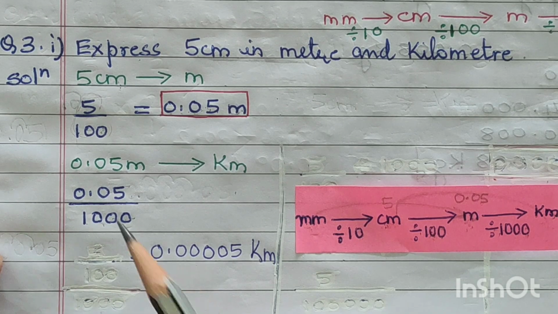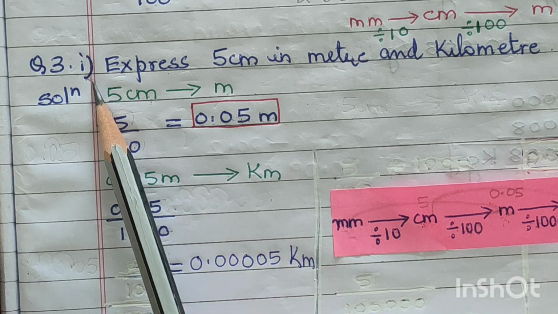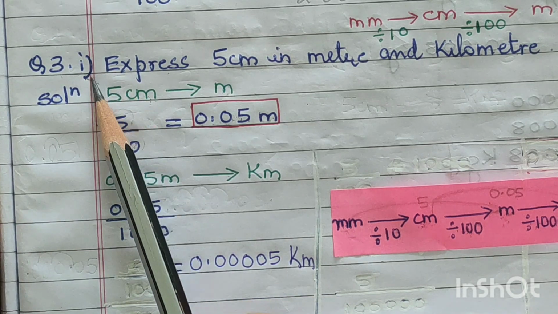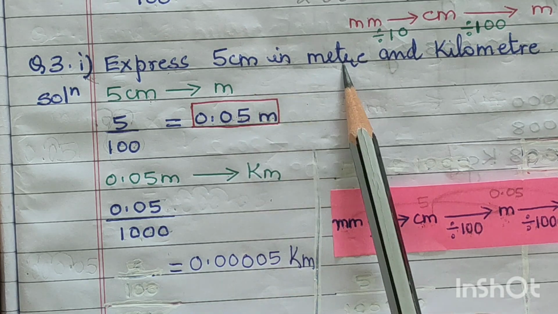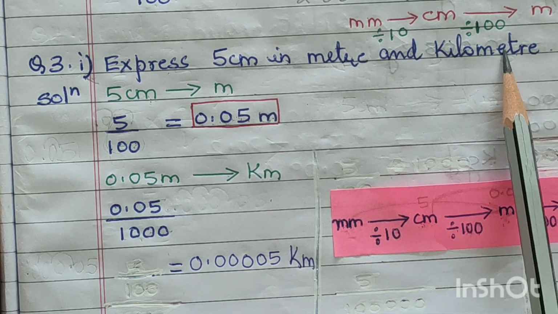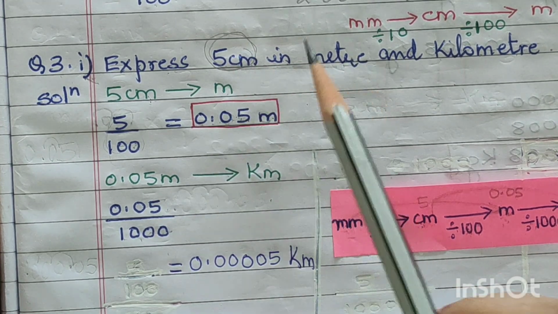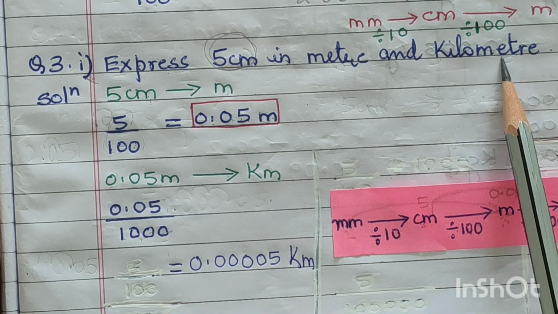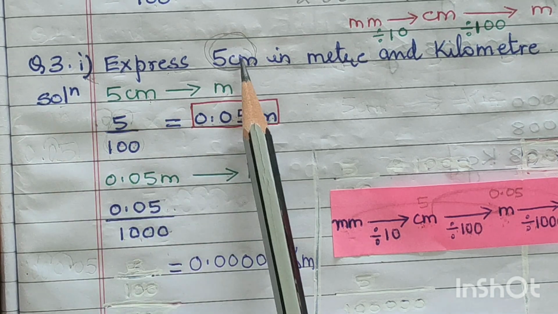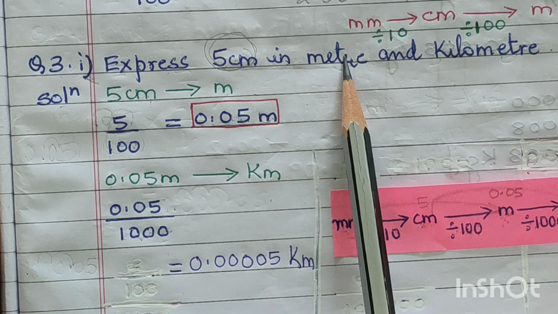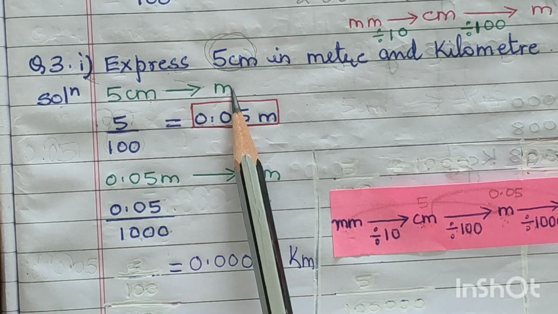Let's take question number 3, the first part of exercise 2.5. Here we have: express 5 centimeters in meter and kilometer. So we have to convert this value to meters and also to kilometers. Let's take one at a time. Solution. First we will tackle 5 centimeters to meters. So 5 centimeters has to be converted to meters.